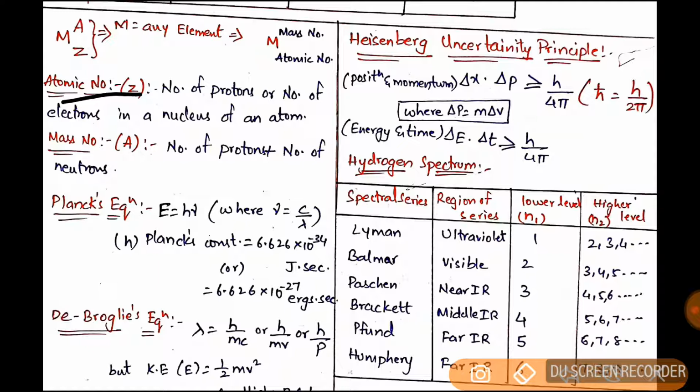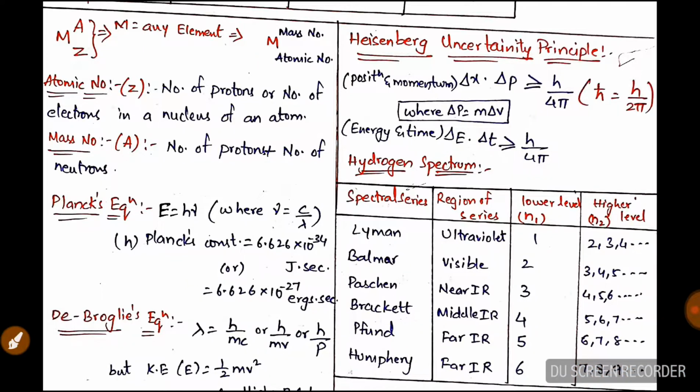And there is a Planck's equation below, where E is equal to h nu, where E is the energy, h is the Planck's constant, and nu is the frequency. Frequency is nothing but speed of light, that is c, by lambda, where lambda is wavelength. And it is very important to note Planck's constant also. They might confuse you with their units, so it is very important to note the units also.